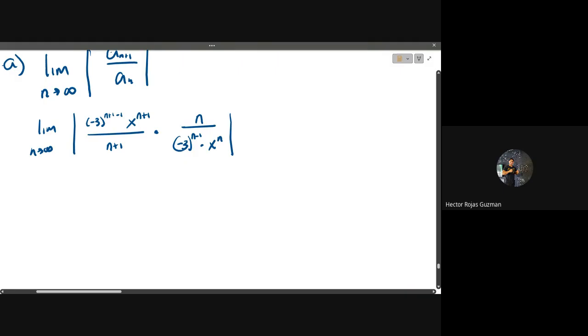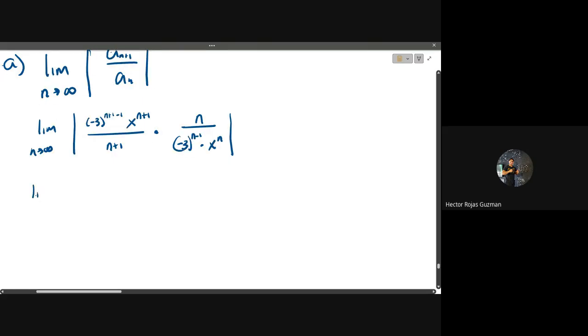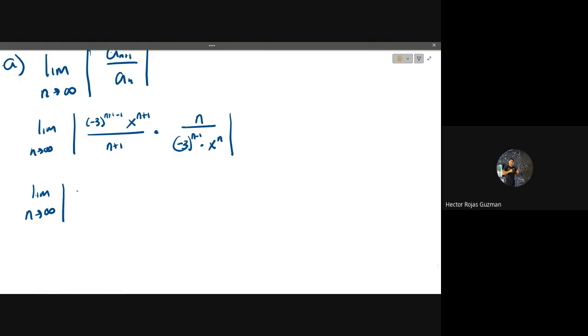Some of our classmates, maybe even you guys, made the mistake of kind of just ignoring the 3. Look. That negative 3, the first one, is just going to be negative 3 to the power of n. The x, I'm going to break it apart. The denominator, break it apart. Negative 3 to the n, negative 3 to the negative 1, x to the n. You should always break apart your powers.